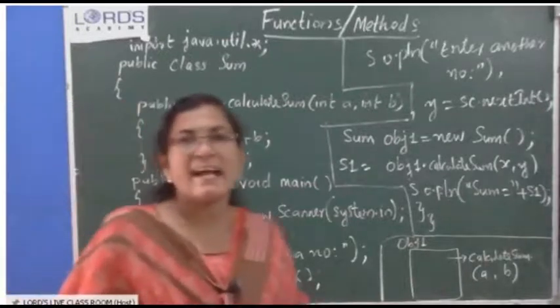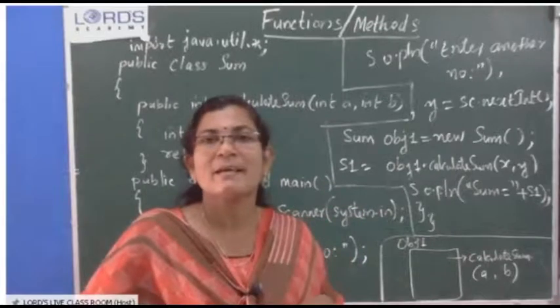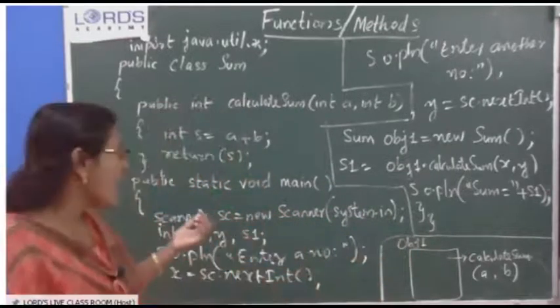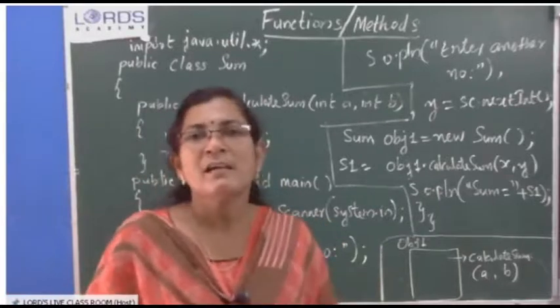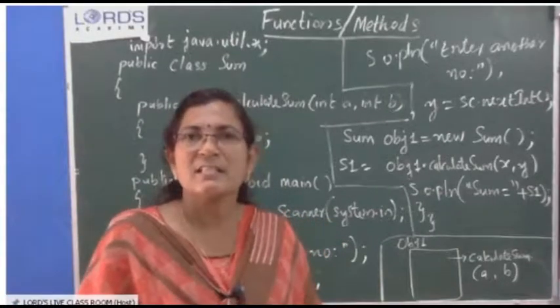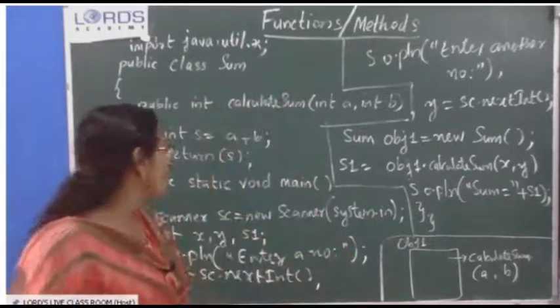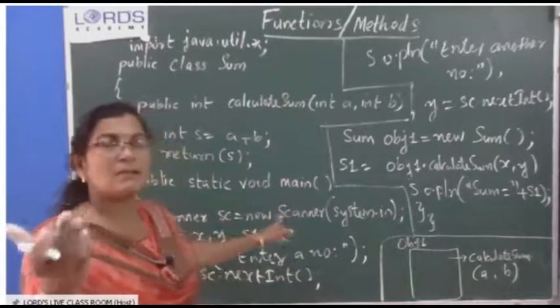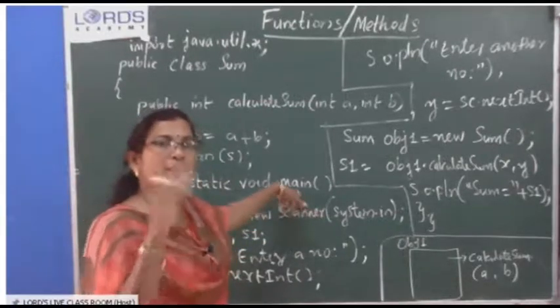We have to provide accessibility to the main method as public, then only the operating system will be able to call the main method. And in the operating system there are no facilities to handle the calculated result or the values coming back from the main method. So, the main method should not return any value to the calling operating system.